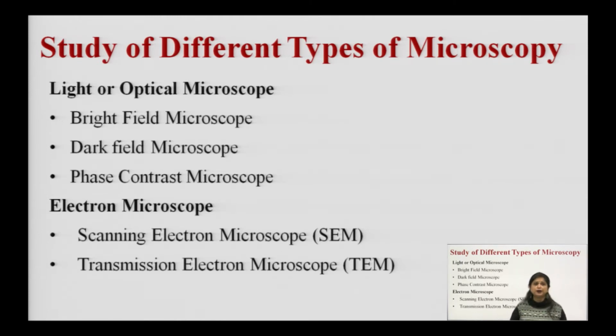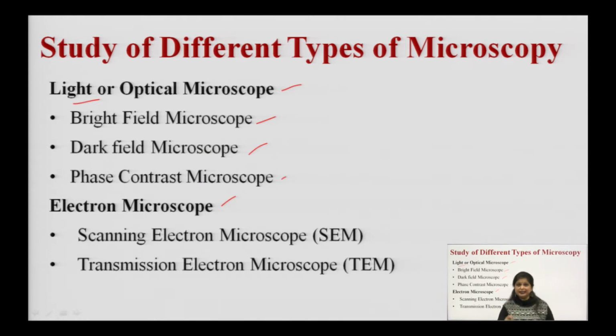Now, what are those microscopes actually? We can categorize our microscopes into optical microscopes or electron microscopes. Optical means they require a source, that is light. Light is always the source, that is why they are also known as light microscopes, and light microscopes have further been categorized into three categories. One is bright field microscopes, second is dark field microscopes, and third is phase contrast microscopes.